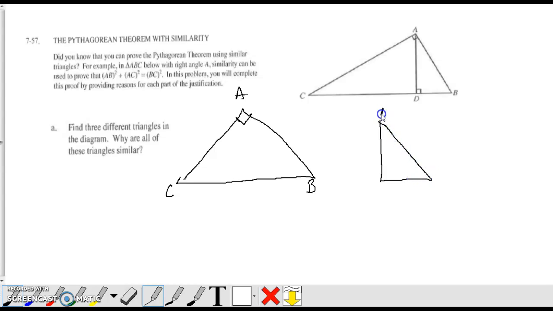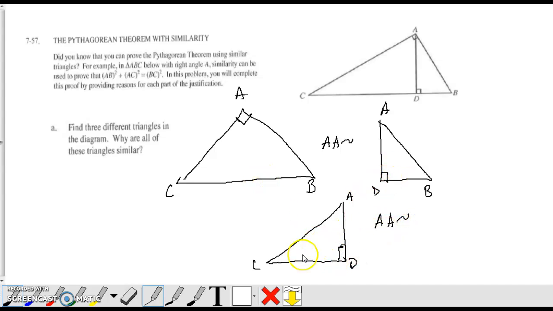Now A does not have a right angle. It's now D that is the right angle, and B, okay? But between these two triangles, they both have B in common, so I know that these two triangles are similar based on AA similarity. And then finally, my last triangle will be DC, where D is your right angle. Again, looking at these two triangles, I know it's AA similarity, and based on these two triangles, it's AA similarity.